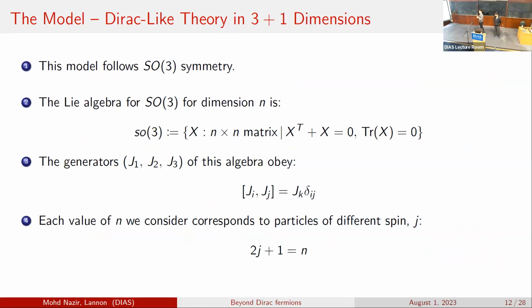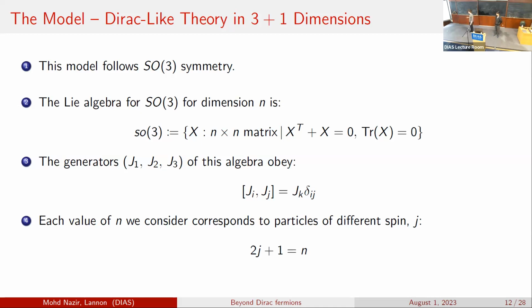Okay, so the model that we're going to develop should follow SO3 symmetry. So the wave functions that correspond to our particles will be in 3 dimensions rather than 4-dimensional space-time like the Dirac. And that's because, again, our theory will not be relativistic, so they will be rotations in 3 spatial dimensions. The Lie algebra for SO3 is this vector space defined here, and it's simply the set of all n by n matrices that satisfy these 2 conditions. The sum of the matrix and its transpose gives a 0 matrix, and the trace of all the matrices has to be 0.